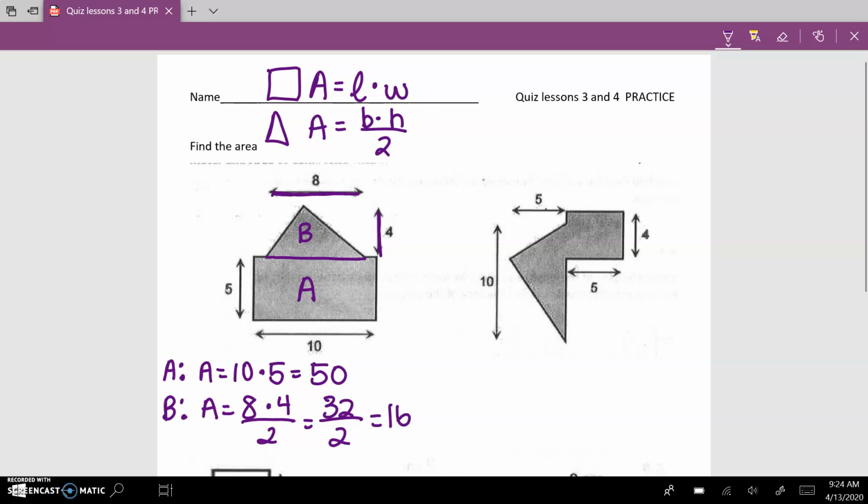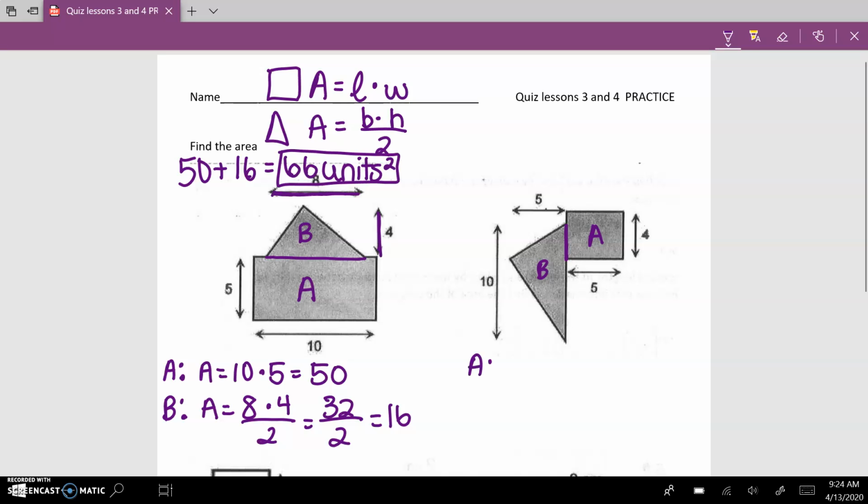Now to find the total, I have to add both of those up. So 50 plus 16 gives me 66, and it would just be units squared, since I don't have a label. Okay. For the second one, again, I have a triangle on the left and then a rectangle, so I'll call my rectangle A and my triangle B.